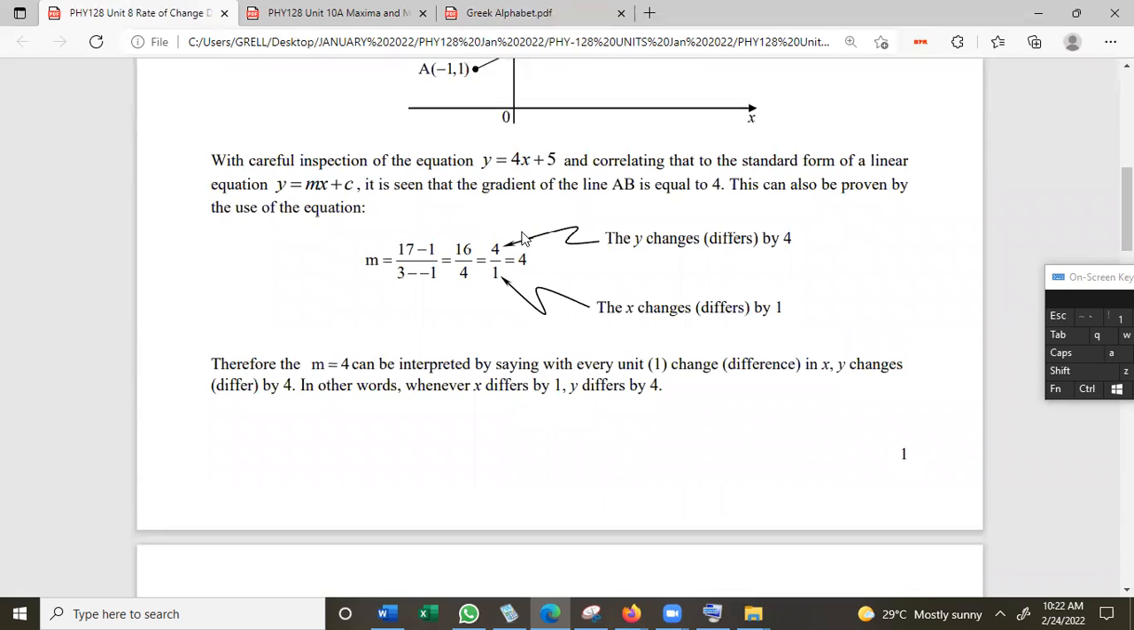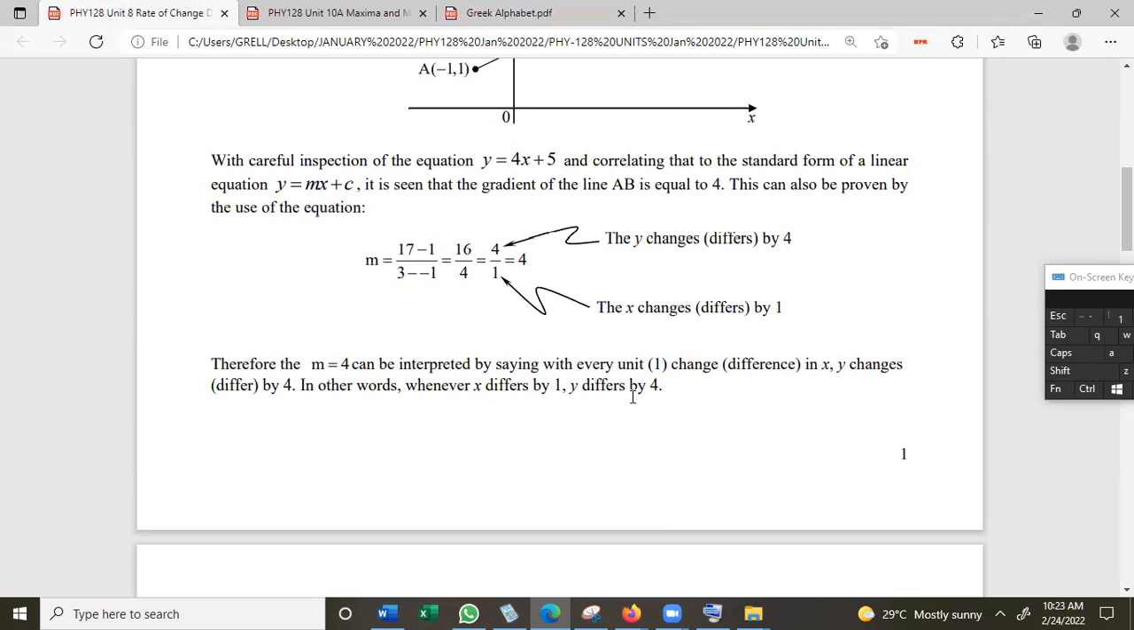So this is why this is labeled here. The y changes or differs by 4. The x changes or differs by 1. So therefore the m equal to 4 can be interpreted by saying with every unit 1 change or difference in x, y changes or differs by 4. In other words, whenever x differs by 1, y differs by 4. So please always bear that in mind whenever you're talking about gradient.